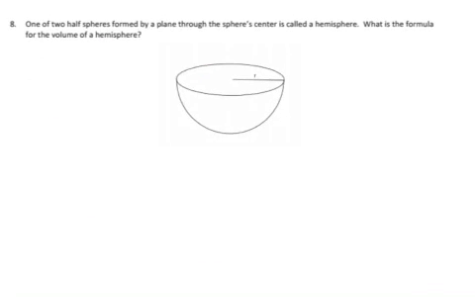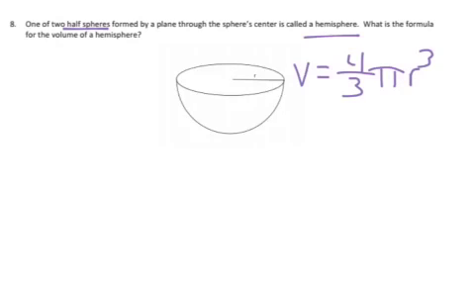So this is number 8 in your book on page 59. One of the 2 half spheres formed by a plane through the sphere center is called a hemisphere. So sometimes they're going to give you questions about hemispheres. What is the formula for the volume of a hemisphere? So basically, a hemisphere is half of a sphere. So you are going to do the same thing when it gives you a hemisphere question. You could use your original formula, 4/3 pi r cubed, and then, since it's half of a sphere, just divide it in 2. So once you get your answer for this, just divide it by 2.